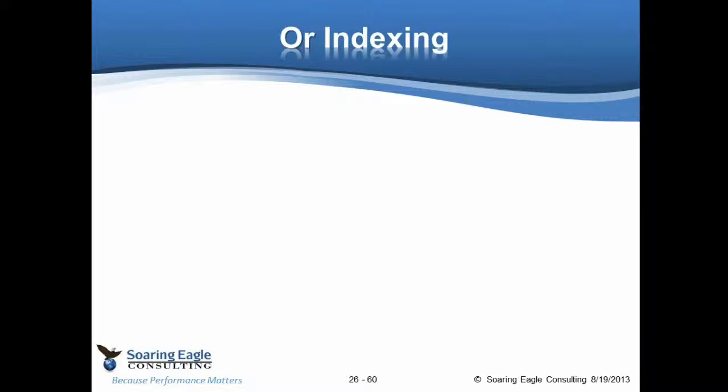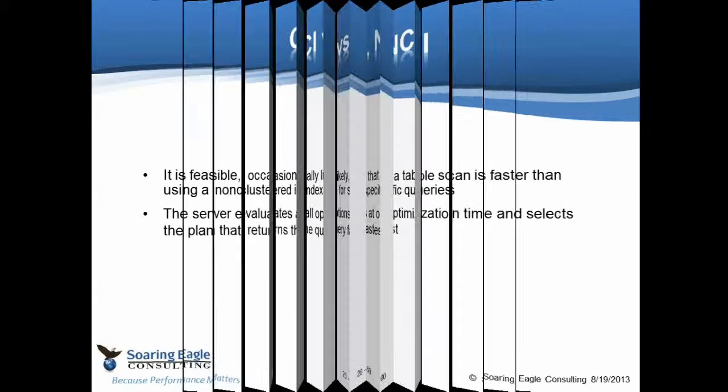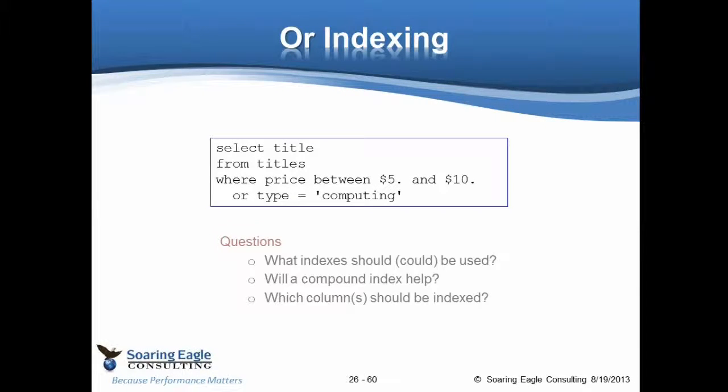Sorry I went past this when I warned you about the new clicking. It is feasible, occasionally likely, that a table scan is faster than the non-clustered index. This is based on calculations the server performs at optimization time.